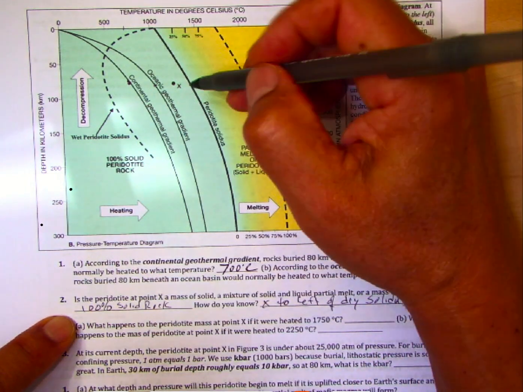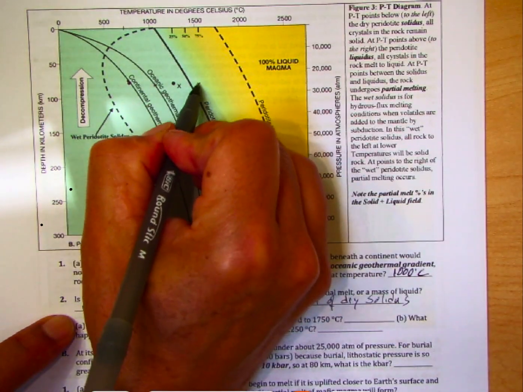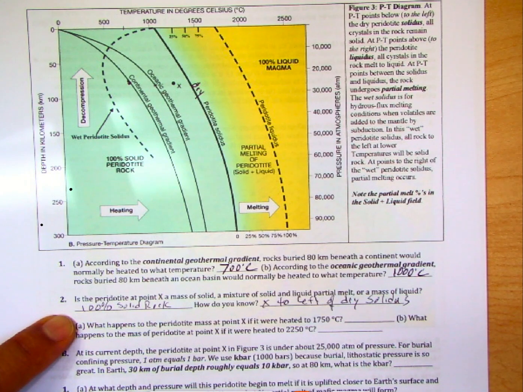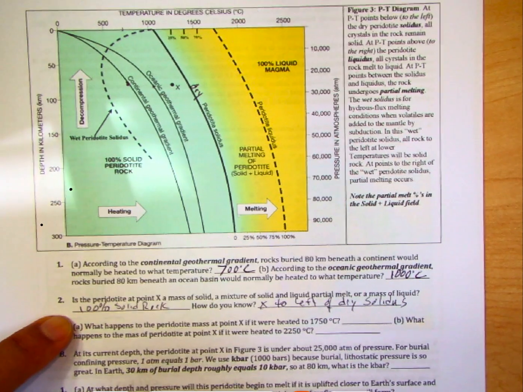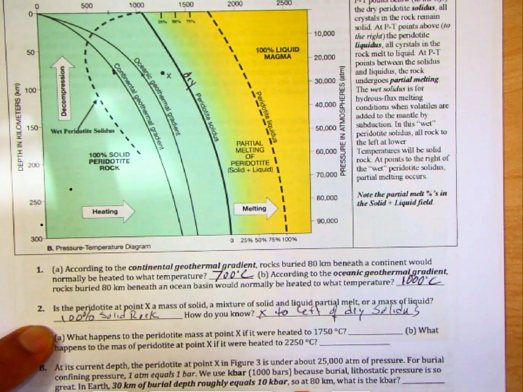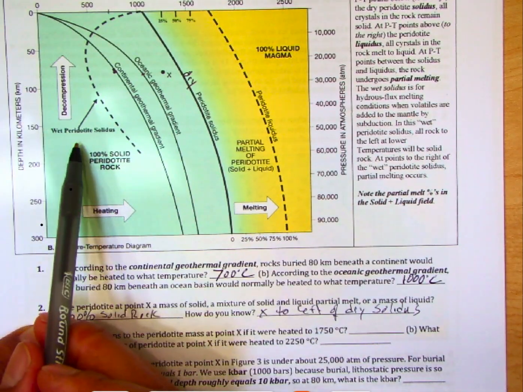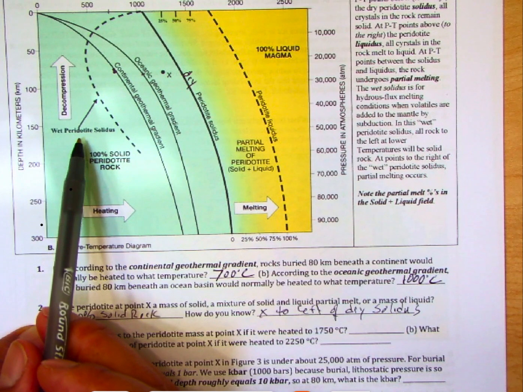So this line really, we should probably add the word dry here. Dry solidus, because this is for when there's no water being introduced to the mantle. For example, like in decompression melting. Note that I do have the wet solidus over here, and that's going to come in a little bit later.